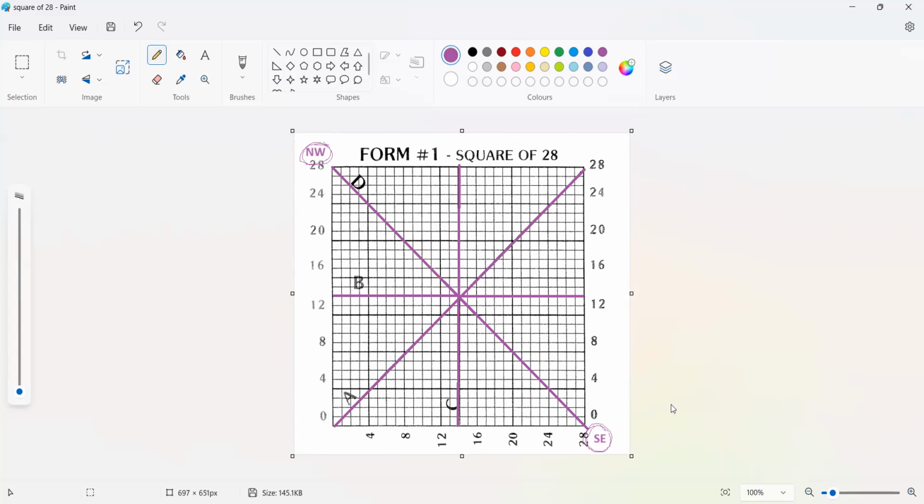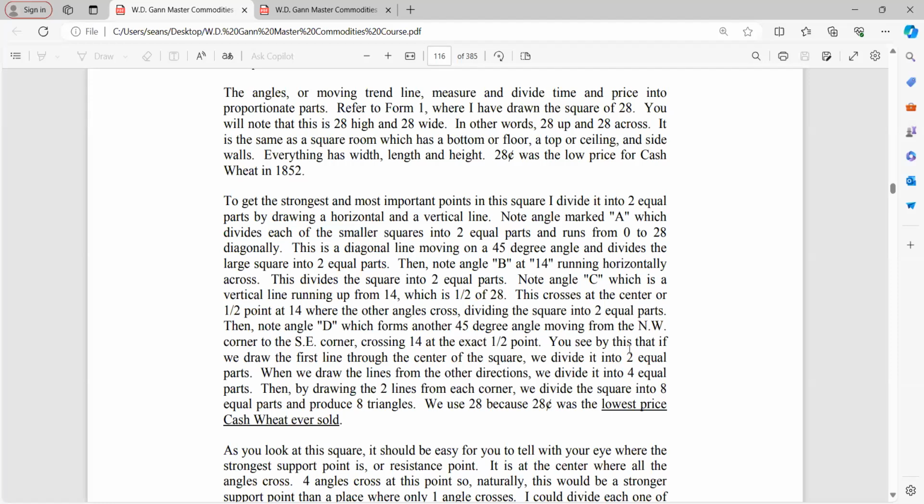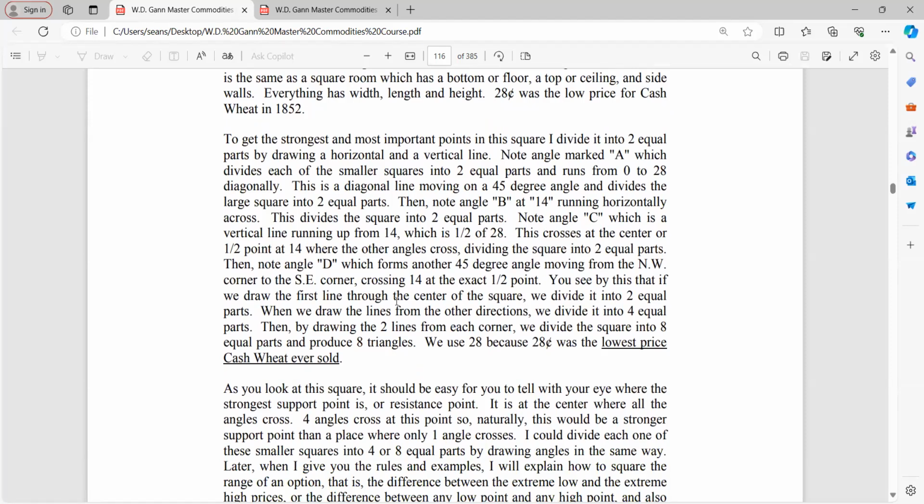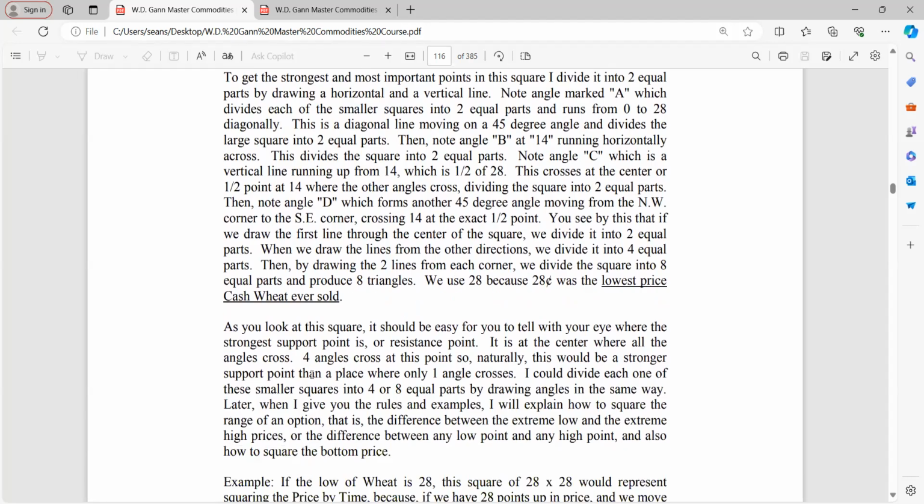We're also going to see how market movements are created and built based on how they move in the square. Okay, so now what we've done, we've just drawn it, and he says here that if we draw the first line through the center of the square, we divide it into two equal parts. When we draw the lines from the other directions, we divide it into four equal parts. Then by drawing two lines from each corner, we divide the square into eight equal parts and produce eight triangles. We use 28 because 28 cents was the lowest cash wheat price ever sold. So we're drawing a square from an extreme low. That's what he's telling us here.